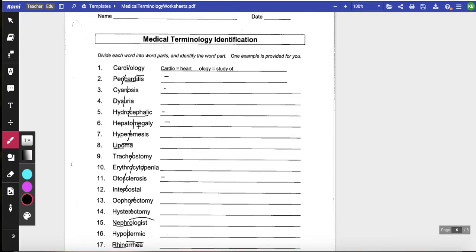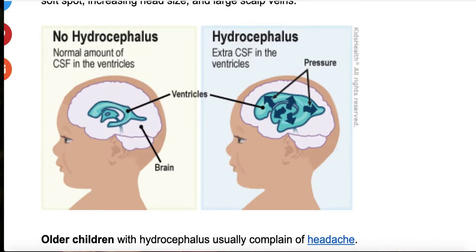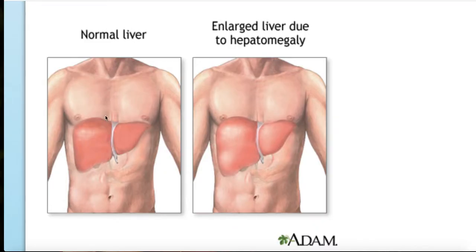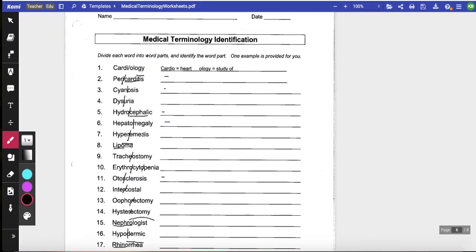Hepato meaning liver, megaly meaning enlargement. Let me see if I actually have a picture of your liver is actually very, very large. I do. So here it is. Yeah. So here you can see this is a normal sized liver. This is what you would see if it was enlarged. And I know you probably are comparing it side to side and you're like, oh, it's not that much bigger. Internally it is. It puts a lot of pressure on your other stuff. So anyway, that is when you have an enlarged liver. If you're a big pictures person, I'm sure this helps to see.